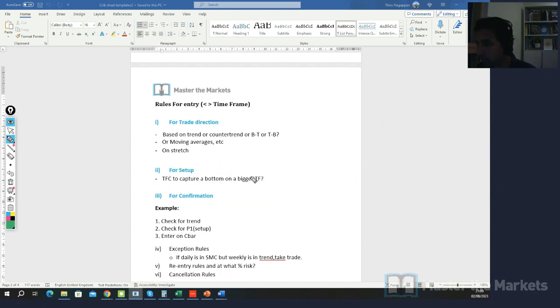Finally, after the setup, as I've said over here, TFC, you can use time frame correlation as well to capture a bottom on a bigger time frame. So all of that is under setup. Finally, once you've got the setup, then you look for the confirmation signal where you really go in.